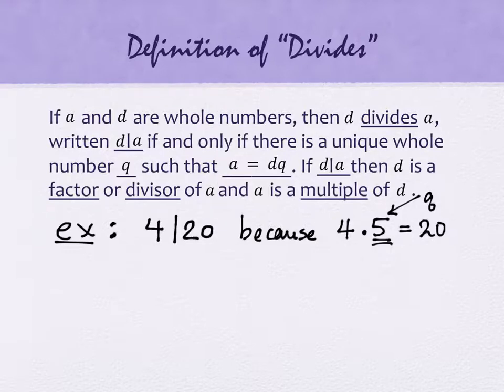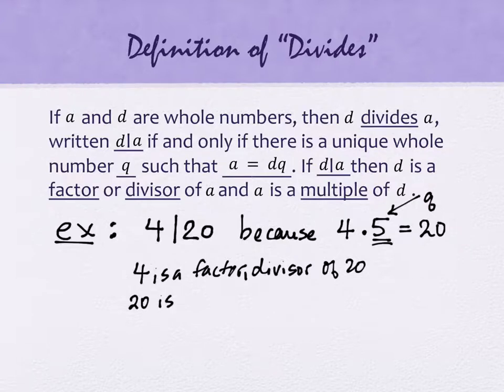So what we would say then is that 4 is a factor or divisor of 20. Shake your head because you know that's how we talk. We use that language, right? And we would also say that that makes 20 a multiple of 4.